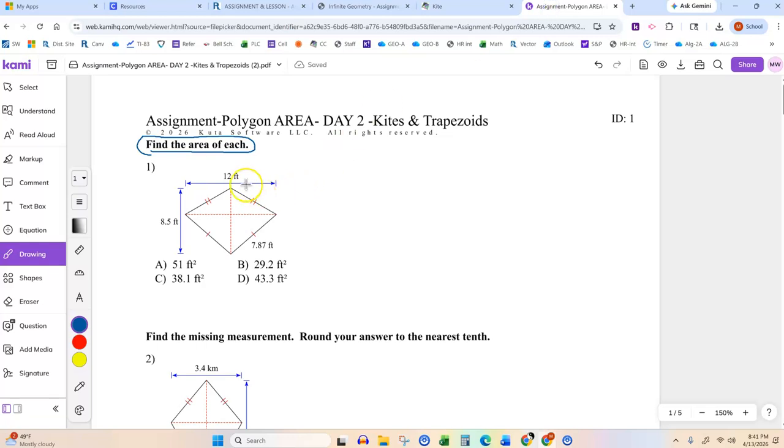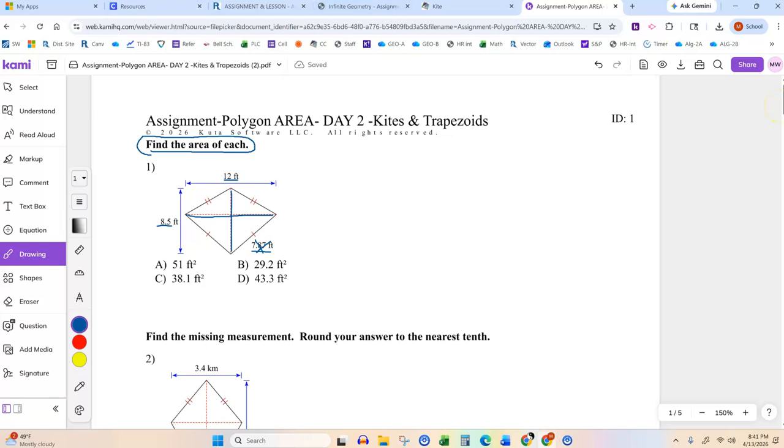Okay, let's see what they give us. Well, they give us 8.5, they give us 12, and they give us 7.87. Remember, we don't want the sides. This 12 is basically telling us the distance from here to here. That's one of the diagonals. And this 8.5 is telling us the distance from here to here. That's what this refers to. 7.87 is not a diagonal, it's a side, so we don't need that, okay? So all we need is the 12 and the 8.5.